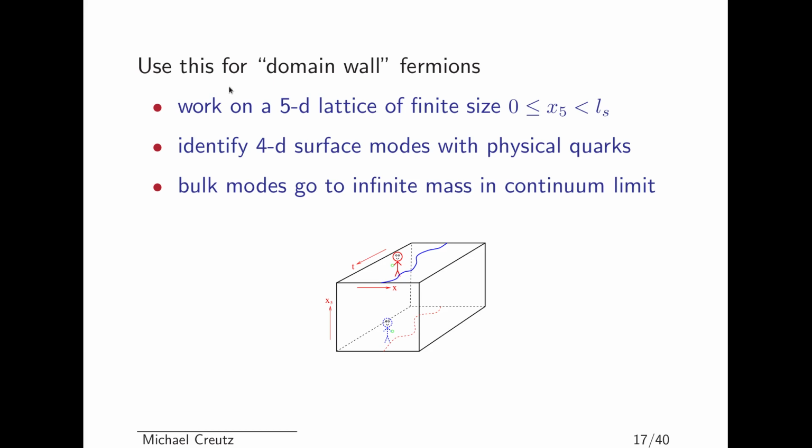So the idea of domain wall fermions is to use this. We work on a 5-dimensional lattice of a finite 5th dimension and identify the surfaces of this 5th-dimensional lattice as our 4-dimensional world. And so our world lines exist on one wall, and on the other wall there's the parity partner. If we're right-handed up here, there'll be a left-handed partner down here. And then you can try to make the bulk modes go to infinity in the continuum limit. So that's the idea of domain wall fermions.